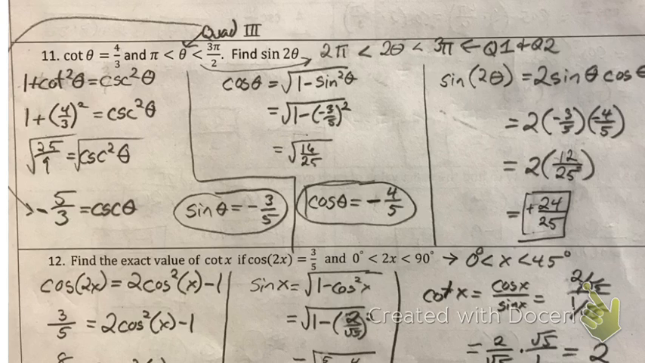Then we just plug those values in to our formula. Negative 3 over 5 for sine alpha, negative 4 over 5 for cosine alpha, and you have your answer. So the really hard step you had to do was remember your Pythagorean identity, which cotangent can be converted to cosecant.